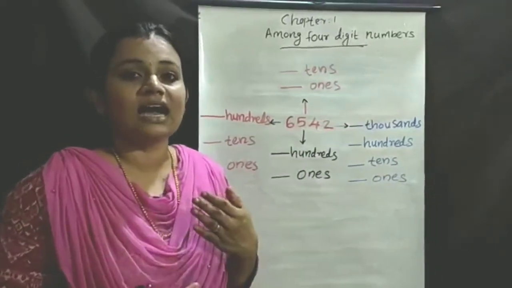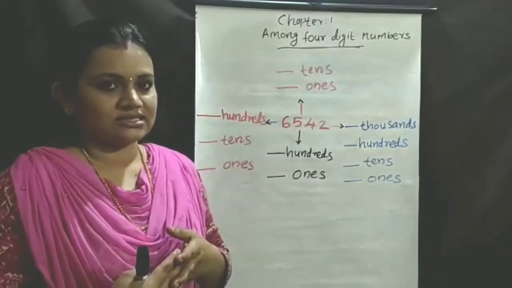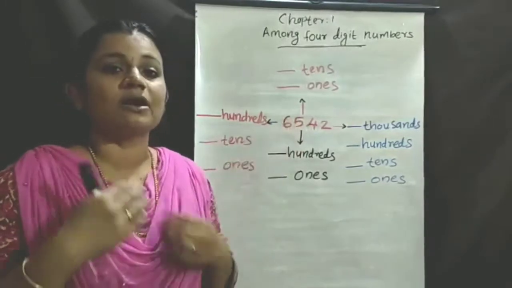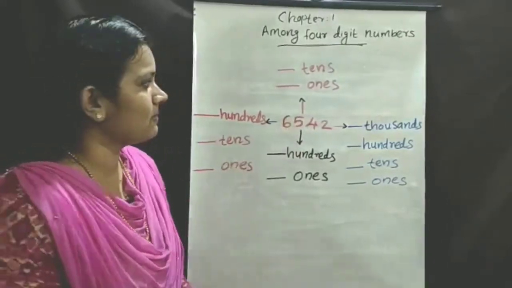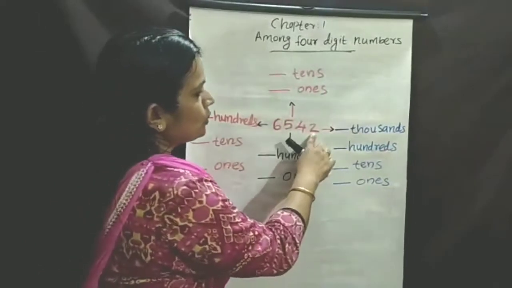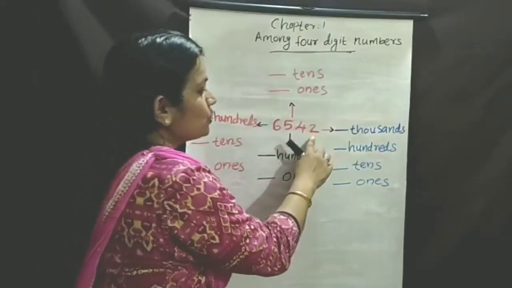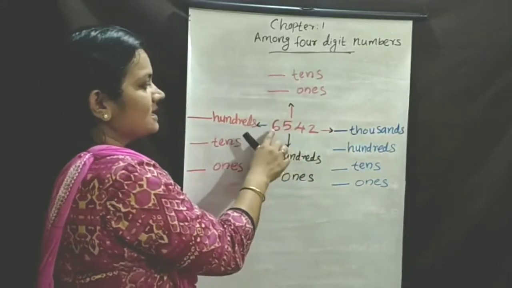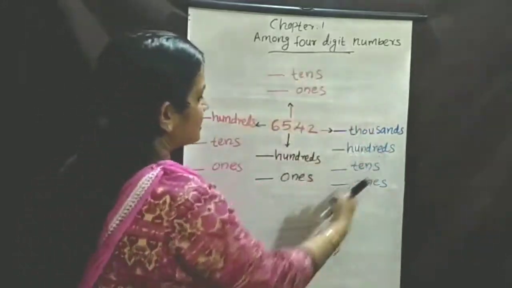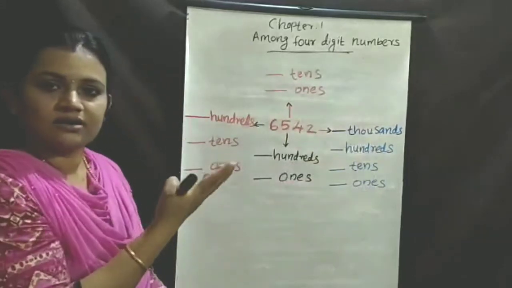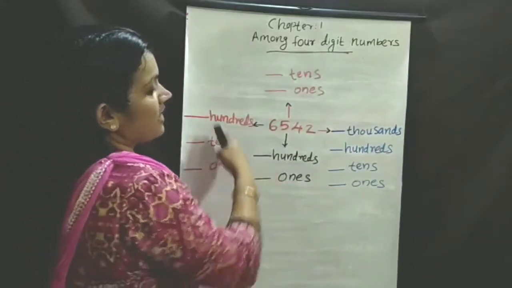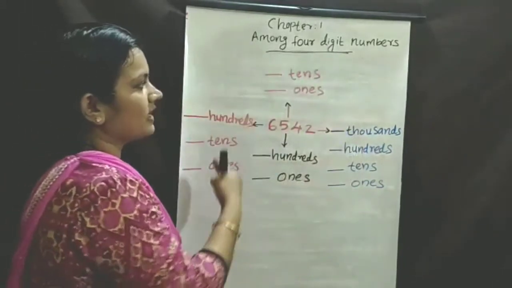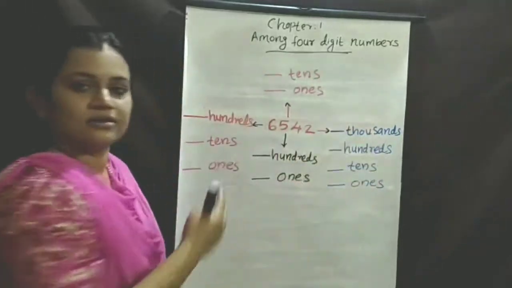We already studied the place values, the place value of the 4-digit number. How to write them? 2 ones, 4 tens, 5 hundreds, 6 thousands. There are so many different ways given. So we can write them one by one.